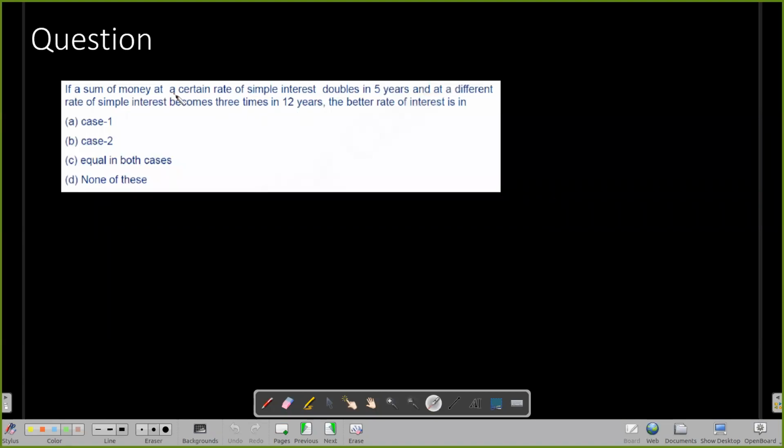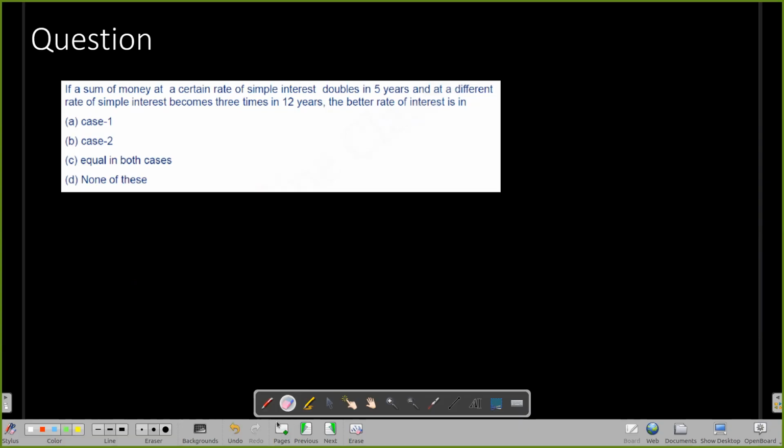Dear students, in this question, we are dealing with two cases. In the first case, you can see a certain sum of money at a certain rate of simple interest. This money doubles in 5 years. So the money doubles in 5 years means what? P grows and becomes 2P, right? Which means the simple interest in this case is equal to P. Did you get my point?